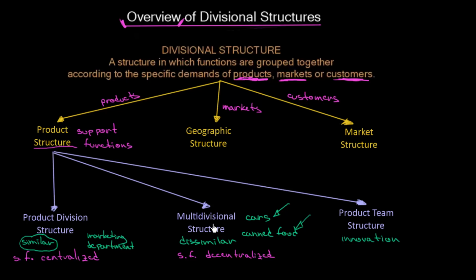But we'll talk about this later on. The only important fact is to understand that support functions are the ones that are deciding. Now finally we have the product team structure. Here innovation, and I would even write down responsiveness, are in the focus. So in the upcoming videos we are going to talk through all of these structures that I have just highlighted, and we'll see the advantages and disadvantages of all of them.